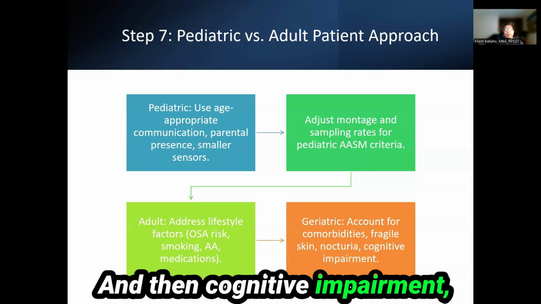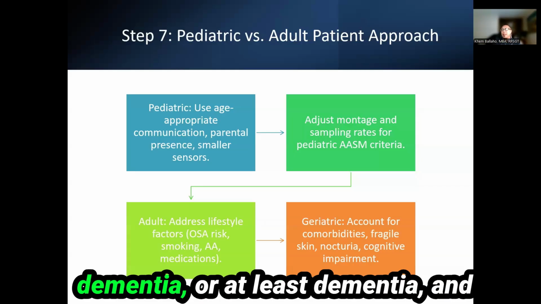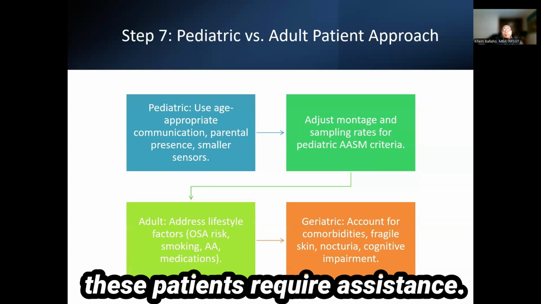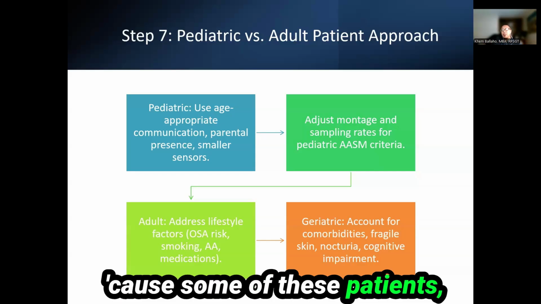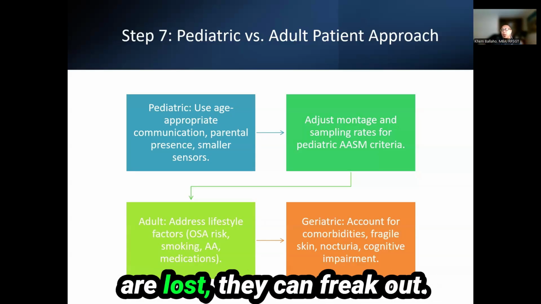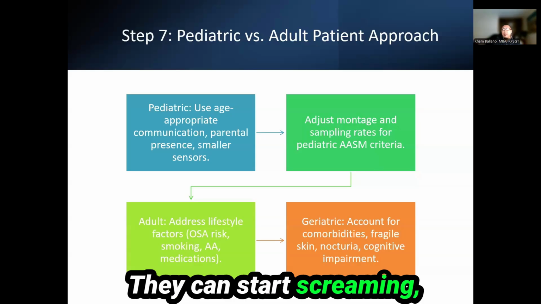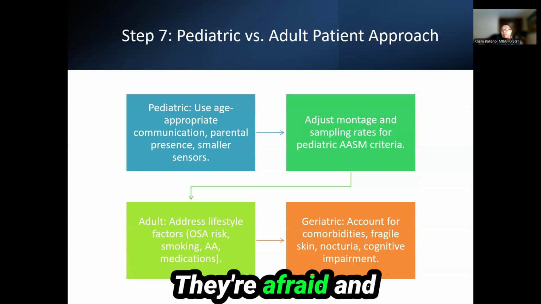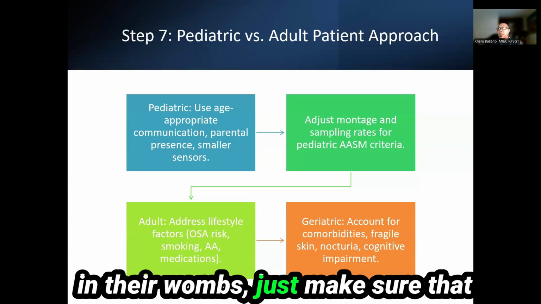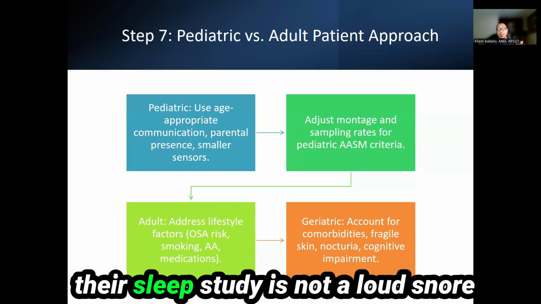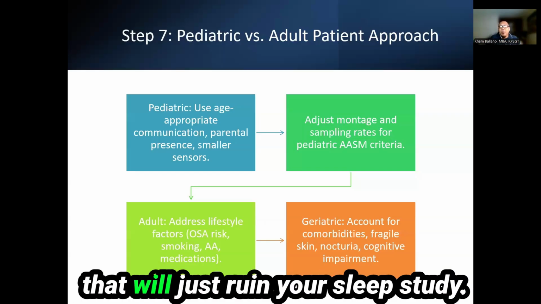And then cognitive impairment. Some patients have severe dementia or at least dementia, and these patients require assistance. They need to have their family members or their caregiver because some of these patients, when they wake up in the middle of the night and they are lost, they can freak out. They can start screaming. They can try to run away. They're afraid and they're very anxious. So it helps if they have company in their rooms. Just make sure that whoever is accompanying them in their sleep study is not a loud snorer or does not have apneas themselves, because that will just ruin your sleep study.